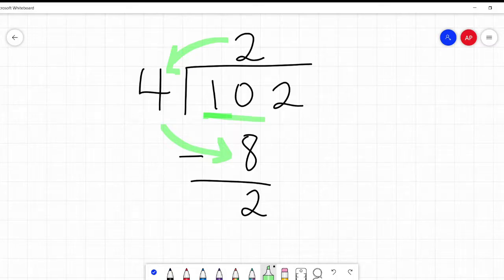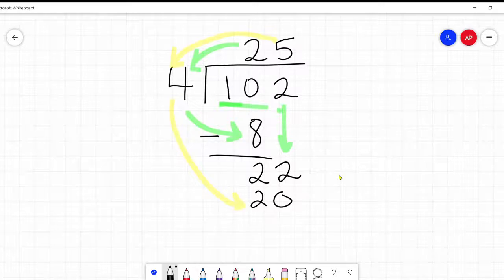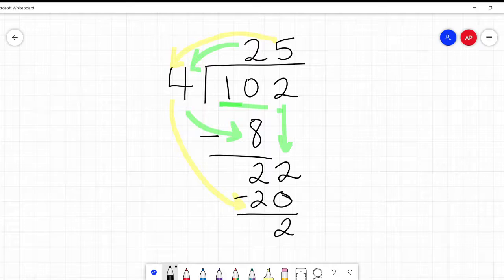Does 4 go into 2? No. So I bring down that 2. Does 4 go into 22? Yes, 5 times. I'll change my color. So then we say, okay, 5 times 4 is 20. Then we would subtract. 22 minus 20 is 2, so we have a remainder of 2. Okay, so far so good.